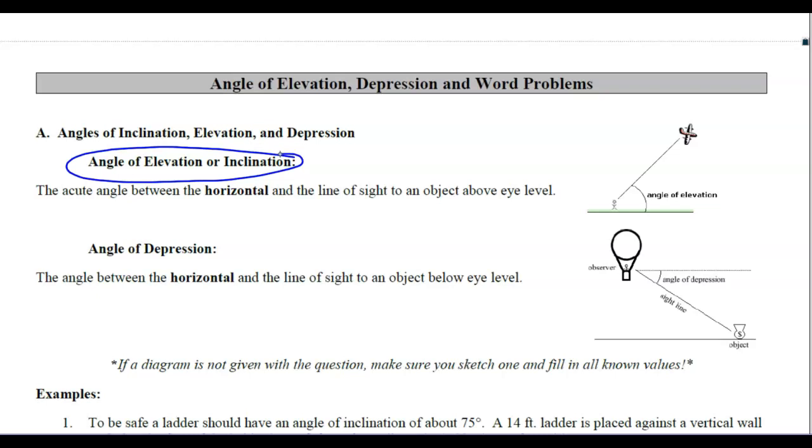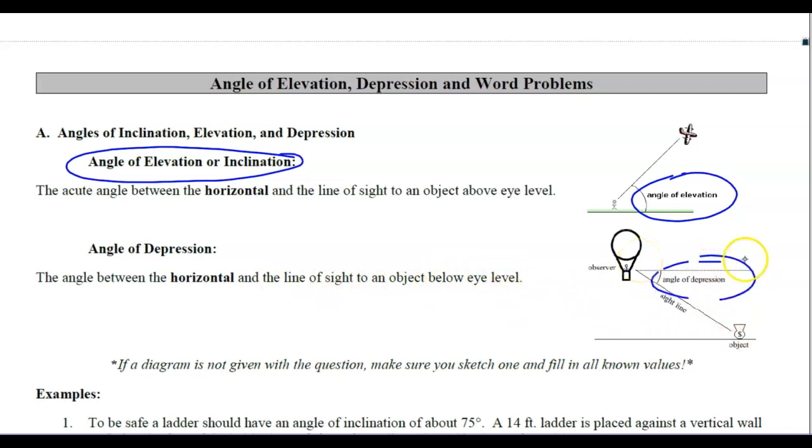Looking vertically down, what is it called? Looking down, it's from the horizontal downwards. It's that angle that my arm just moved. That's depression. From horizontal upwards is the angle that my arm moved. So the acute angle between the horizontal line and the line of sight to an object above eye level is the angle of elevation or inclination, and from the horizontal to an object below eye level is the angle of depression.